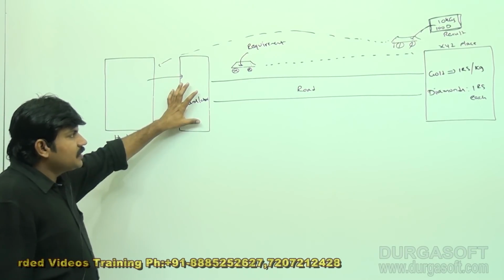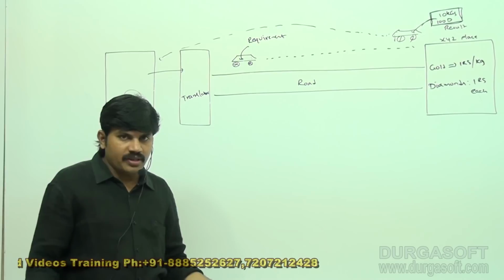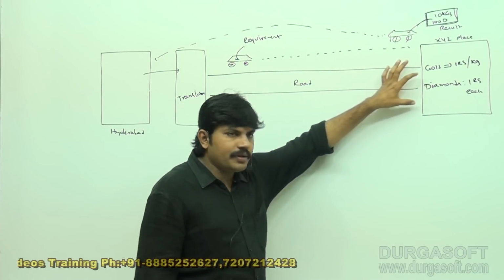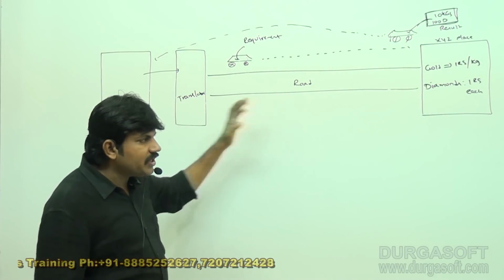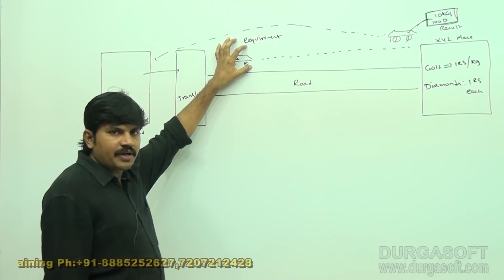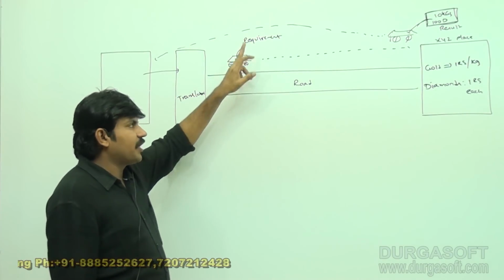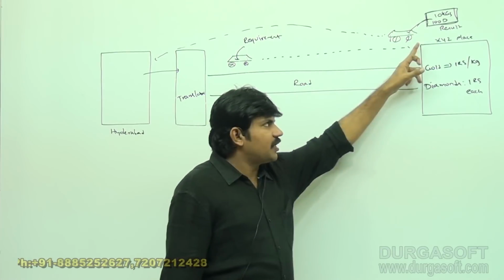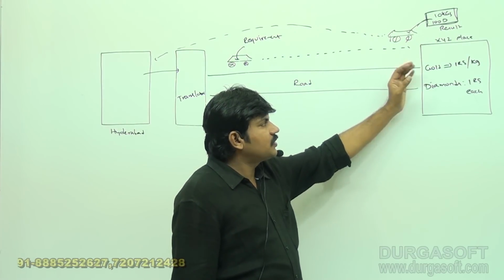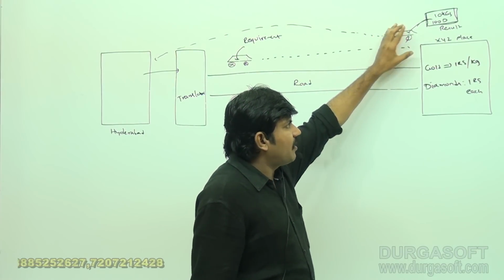Next, sir, to reach that place, there is no road. That's why I build that road. Next, to reach that place, some vehicle is required. I prepared one vehicle with my requirement. Then this vehicle reached XYZ place, and whatever it updated our requirement.